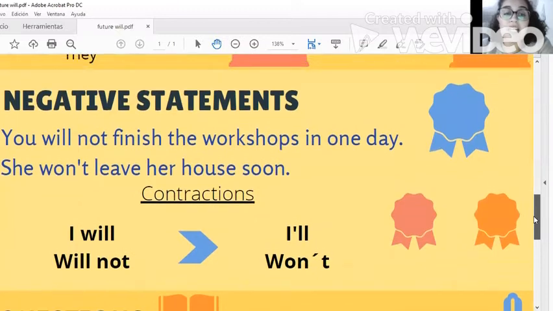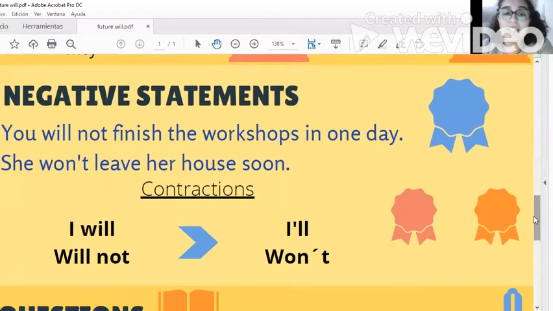Here I have two sentences. You will not finish the workshops in one day. She won't leave her house soon. That won't is called a contraction. That is a way to make the will not shorter. For example, you won't finish the workshops in one day, or she will not leave her house soon. That won't is will not, and is called a contraction.